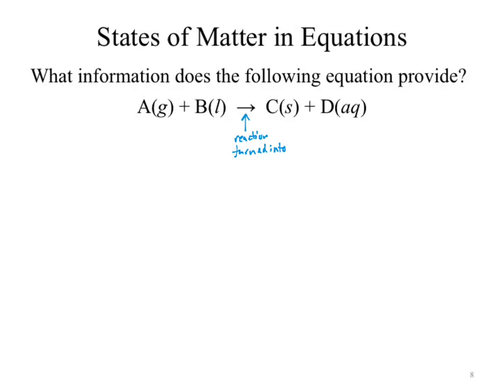Okay. Which means we have even more information. What is different about A and B versus C and D? A and B are reactants, sometimes also referred to as reagents, depending on who you talk to and what you're doing. And C and D are typically referred to as products. Okay. What other information is given to us?